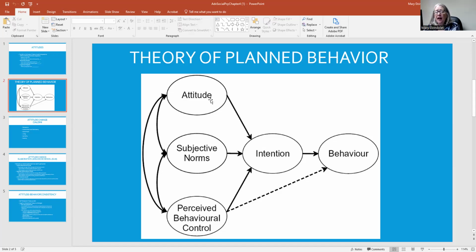And so, Ajzen and Fishbein say it's your attitude, and by attitude here, they mean your thoughts and feelings. Subjective norms, this is your belief about what the people around you think and feel about this. And then your perceived behavioral control. How much control do you think you have over your behavior? So let's go through these.